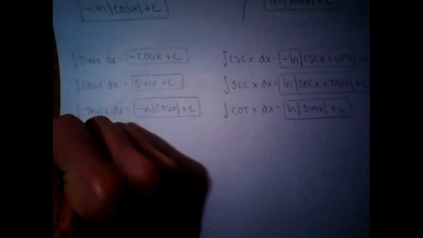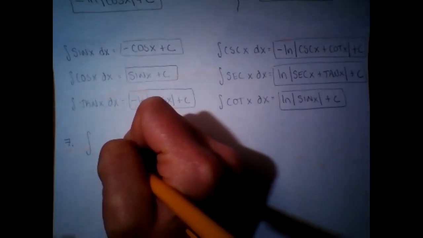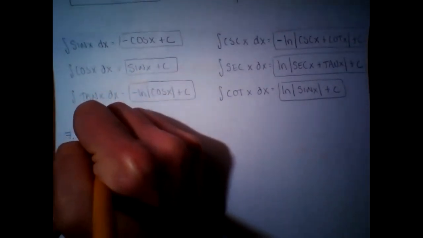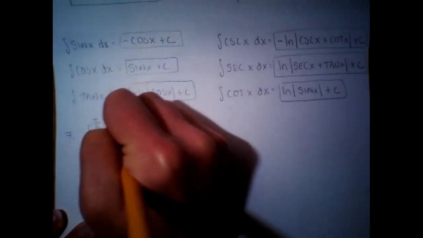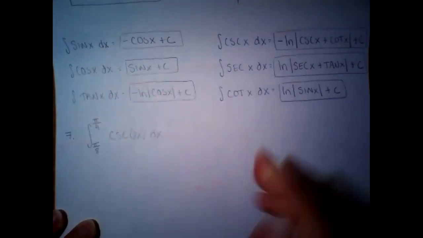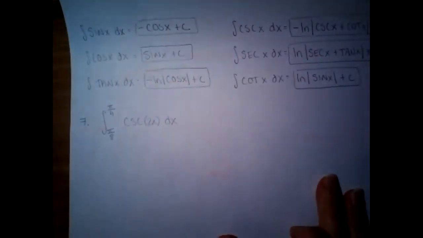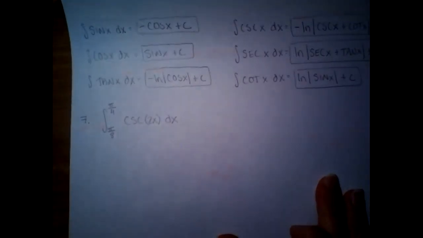All right, so we're going to do one more question. And this is what James was asking about just a minute ago. Will there ever be boundaries if there's trig? And so I just want to do one that does have that, so we can do some unit circle. So that is the integral from pi over 8 to pi over 4 of cosecant of 2x dx.